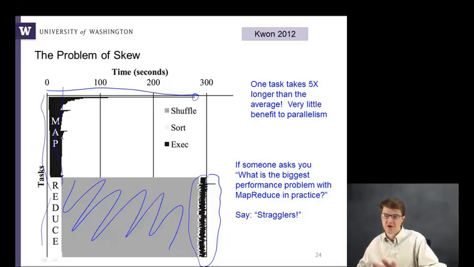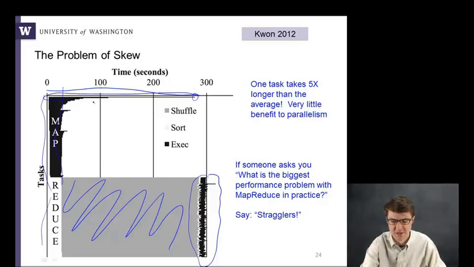I'll tell you one way to partially solve this problem on the next slide. But the takeaway here is, if someone asks you what one of the biggest performance bottlenecks of MapReduce is, you should say stragglers or skew. Skew is more of a term for this in the database community, but stragglers is maybe a little more common. So this is a straggler task that takes a lot longer.